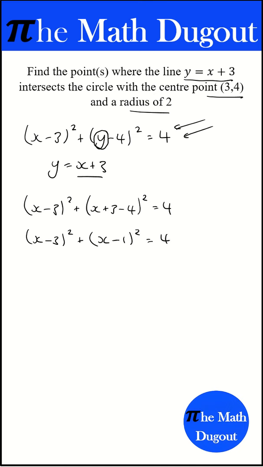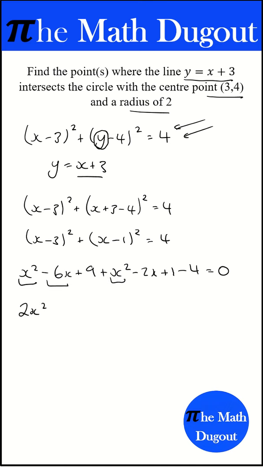Now if we expand these brackets out, we get x² - 6x + 9, and over here we get x² - 2x + 1, and we'll subtract our 4 so that this equation is set to 0. Now if we group our like terms, all of our x squareds, we've got 2x². If we group up our x's, we've got negative 6x and negative 2x, so minus 8x. And if we group up our constants, our 9, our 1, and our minus 4, we end up with plus 6.